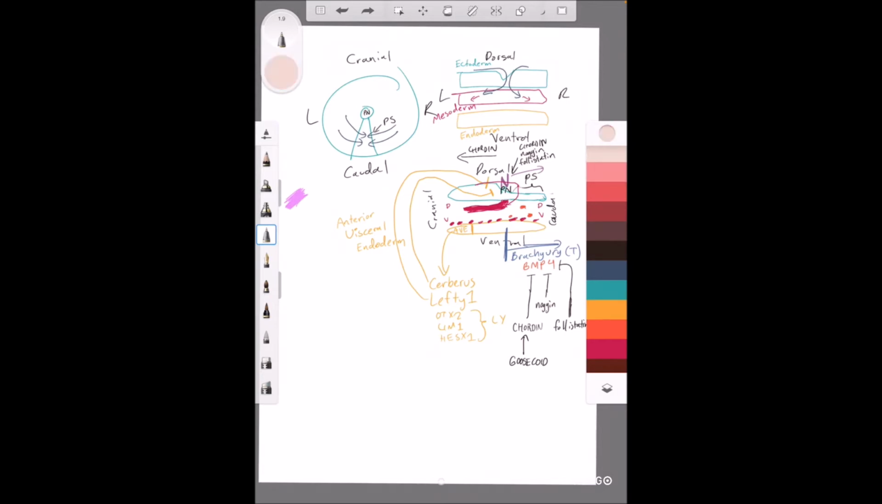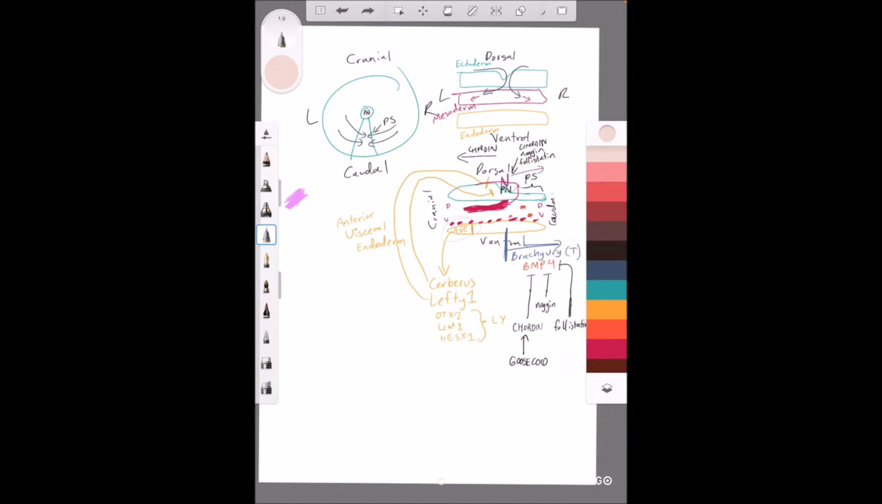Okay, so important proteins, right? How do we know that we're on the head side? Well, there's this important tissue over here, the anterior visceral endoderm, that will make Cerberus and lefty 1. These inhibit nodal, and what is the definition of a head? A head is a place where there is no nodal. So that's how we know that we have the head. How do we know that we are on the tail side? We have brachyury.